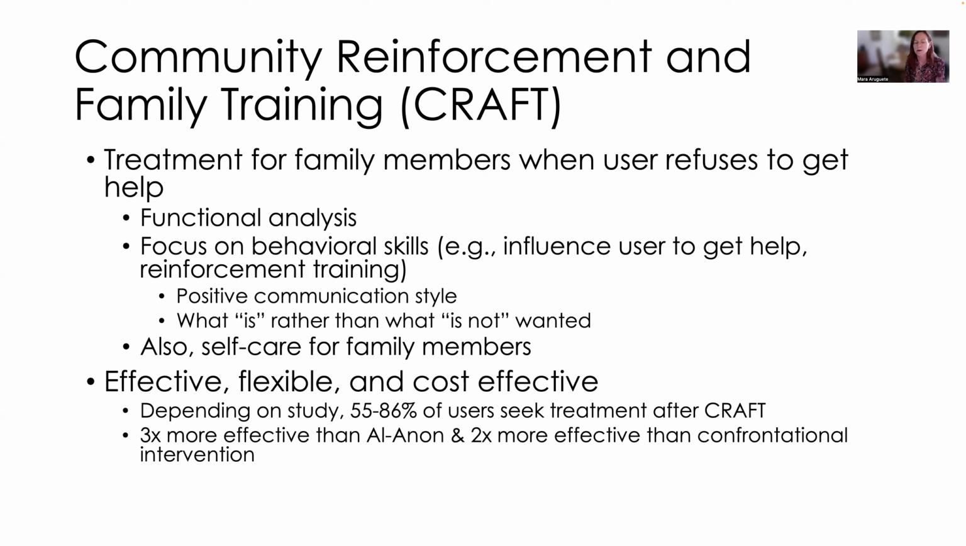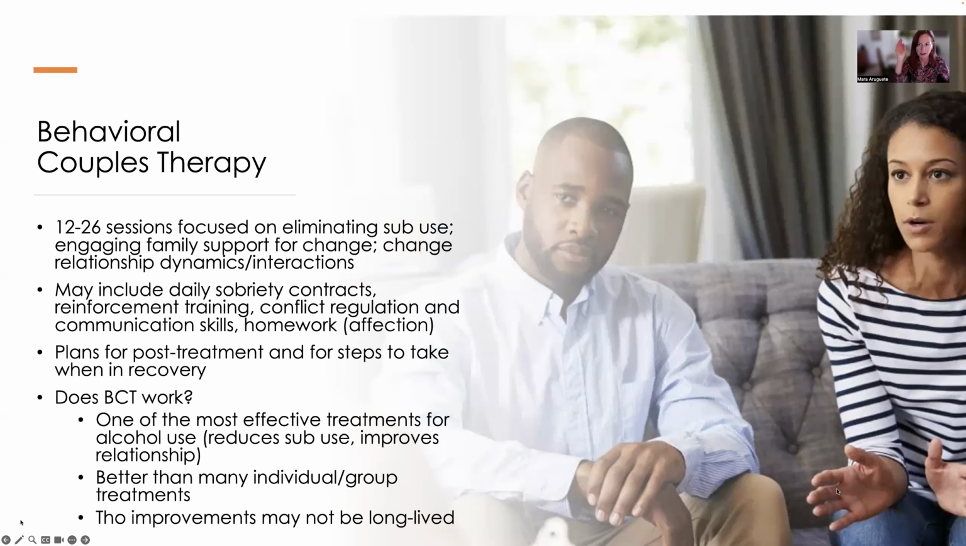It's about 3 times more effective than Al-Anon, which you remember is the AA version for families. It's about 2 times more effective than confrontational therapies, where the family goes in and does an intervention and confronts the person, and does this whole kind of aggressive intervention technique like the TV show.